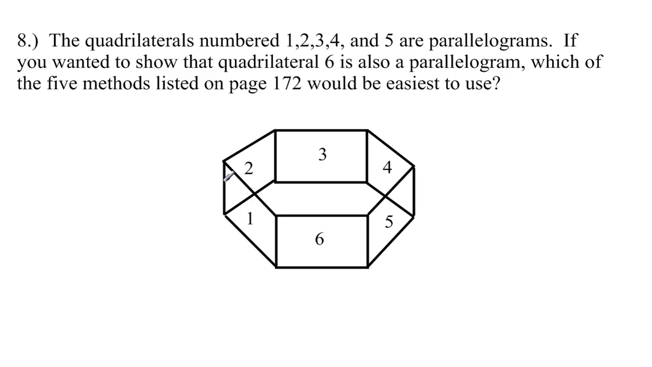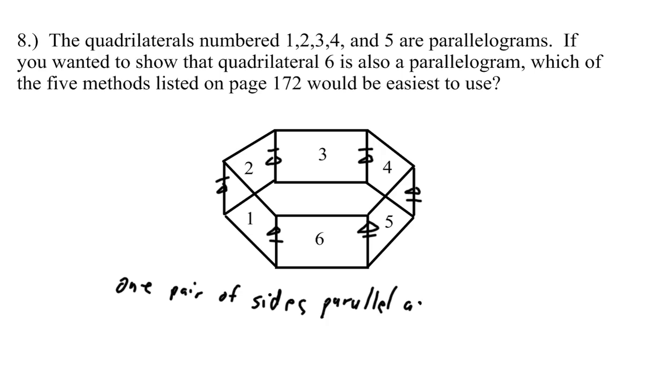I would say the easiest to use would be to have one pair of sides both parallel and congruent, because all of these, since they're touching here and sharing sides, we're going to have a bunch of sides that are both parallel and congruent. So we have one pair of sides both parallel and congruent. I would think that would be the easiest way for me.